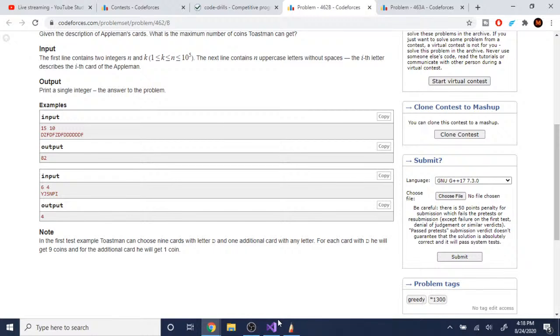YSNPI. So there's everyone's 1 here, right? Okay, so here everyone's 1. So then if we pick 4 out of 6, they're all just going to be different characters. So that'll just be 4.